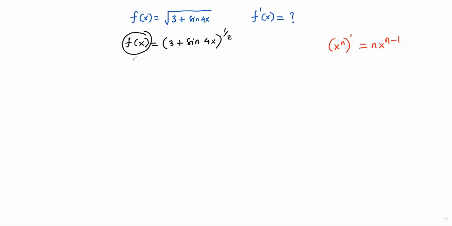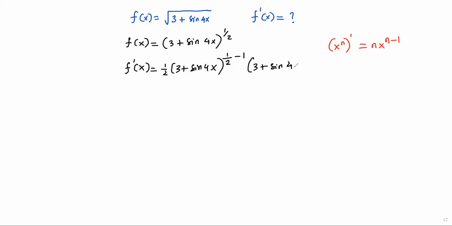Okay, when I find the derivative of f of x, it will be f prime of x. When I use the power rule, I have to bring this exponent 1/2 in front of the expression 3 plus sine 4x. So then I get 1/2 times (3 plus sine 4x). Then I have to subtract 1 from the exponent. So far I have done the derivative for the exponent 1/2. By the chain rule, I have to do the derivative for this 3 plus sine 4x, that is, (3 plus sine 4x) whole prime. Okay, so f prime of x is equal to 1/2 times (3 plus sine 4x). When I simplify 1/2 minus 1, it will be negative 1/2.